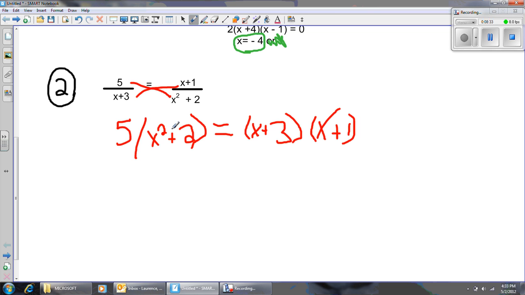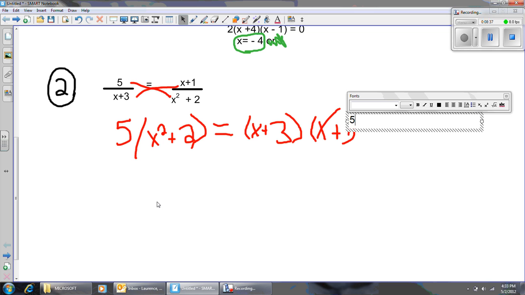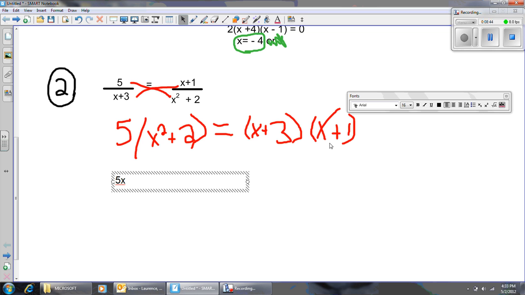All right, so when I distribute on the left-hand side, I end up with 5. Oh, I don't want it over there. Let me put it over here. 5x squared plus 10, and that will need to equal what I get when I FOIL the quantity of x plus 3 times the quantity of x plus 1. That'll be an x squared plus 4x plus 3.